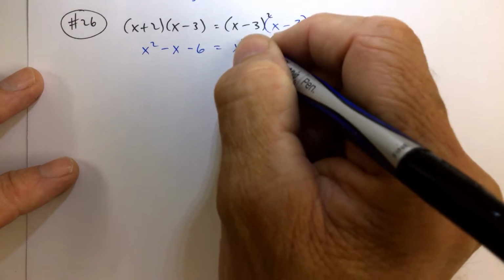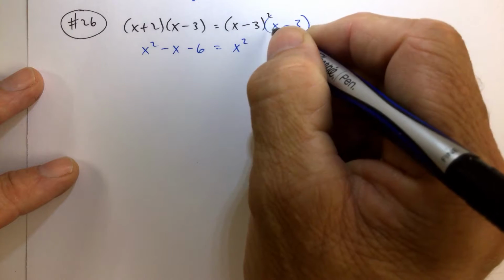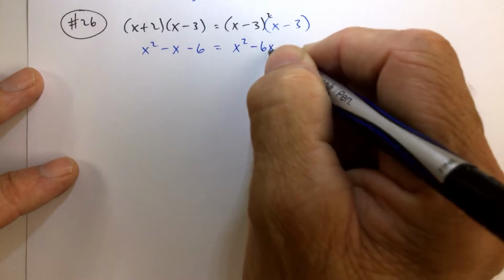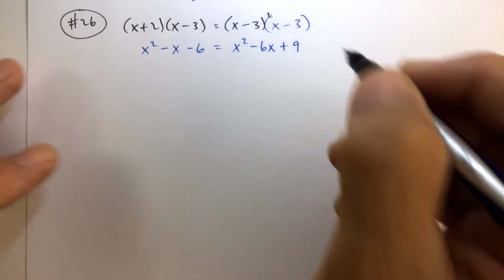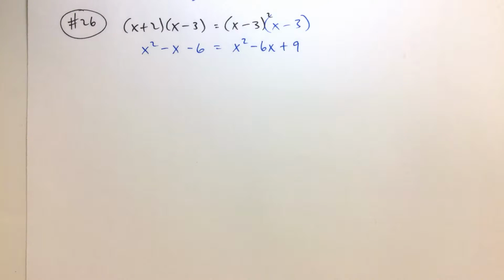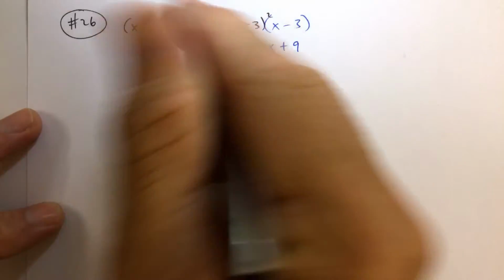X times x is x squared. X times negative 3 is negative 3x. And then minus 3x again, so we get a minus 6x. Negative 3 times negative 3 is positive 9. So now what we see is we want to gather all the terms, let's say, to the left side.